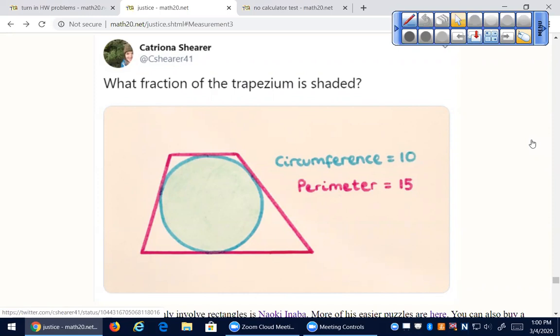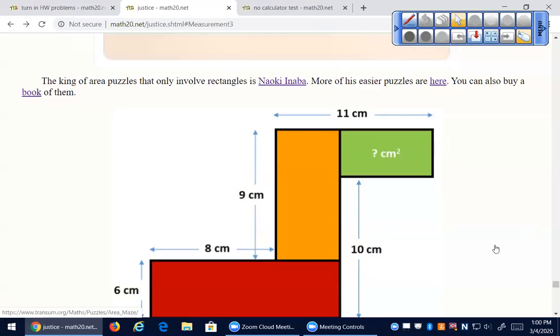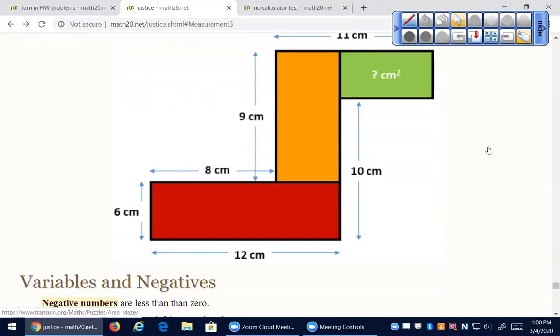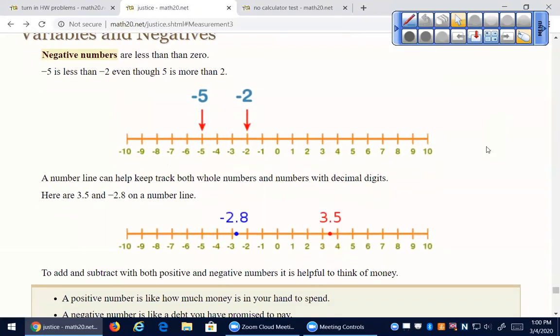Okay, so Catriona Shear makes puzzles like this. If you like this kind of thing, you can go to her Twitter account. And Naoki Inaba makes puzzles like this. If you like that kind of thing, you can go to his account. But there we go.